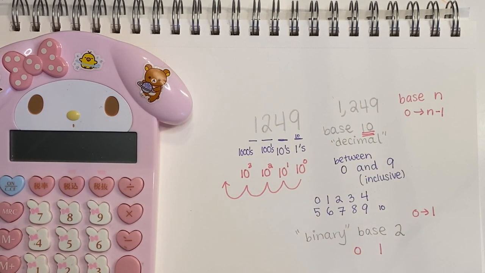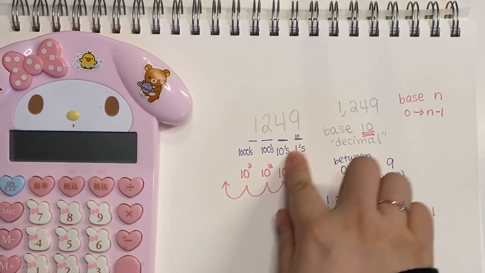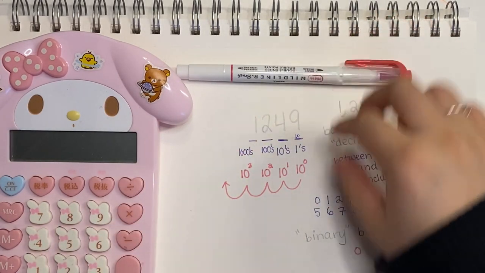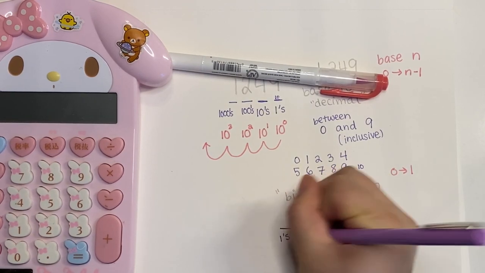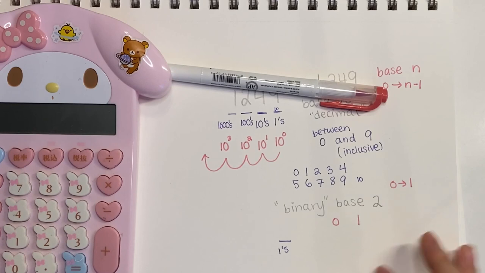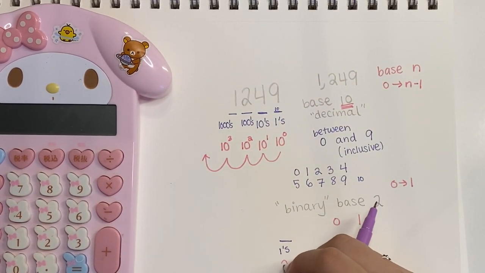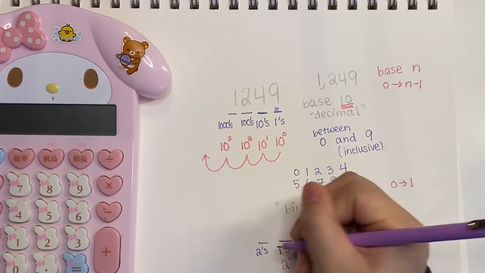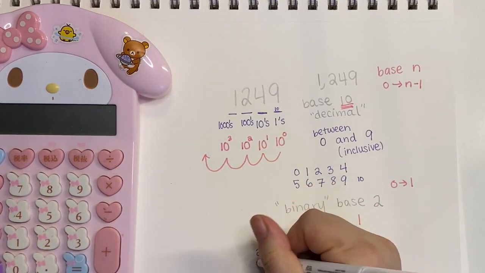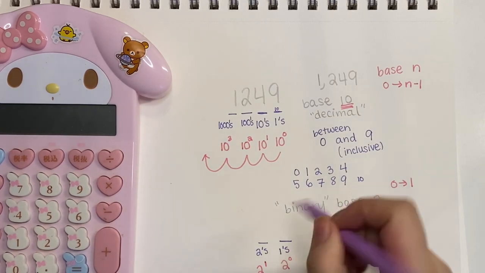So let's set up a little reference thing like we did for tens, but now let's do it for twos. Again, our first slot is going to be the ones place, but instead of representing it as 10 to the 0, we are going to represent it as 2 to the 0. The next slot is going to be the twos place, because it's 2 to the power of 1. So then what would the next slot be?